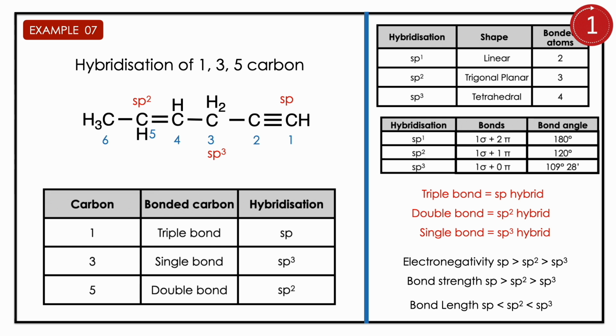Here counting the bonds will be our answer. Our question of interest is 1, 3, 5. 1 is a triple bonded carbon, that is sp. 3 is a single bonded carbon, sp3. 5 is a double bonded carbon, sp2. So the hybridization will be sp, sp3, sp2. The concept you have to learn here is you should know how to convert bonds into hybridization. That is critical for predicting the hybridization.